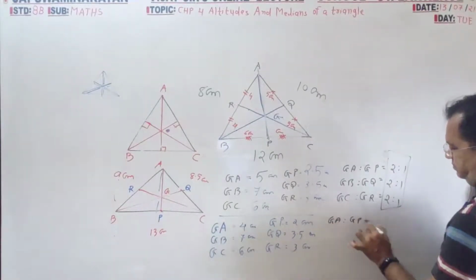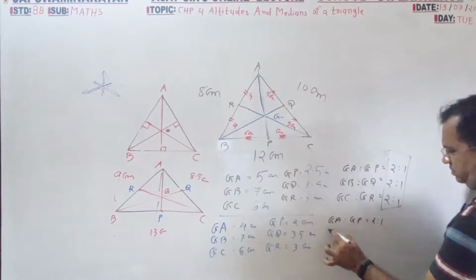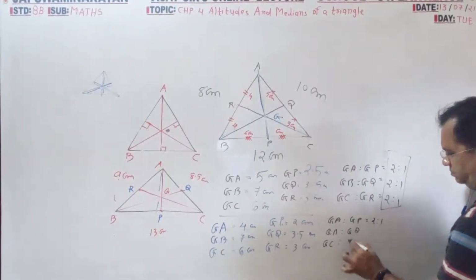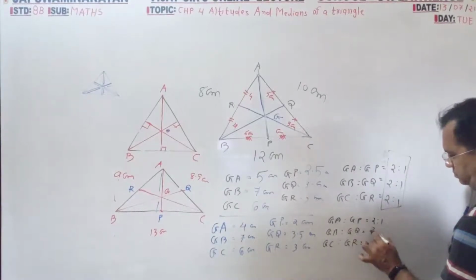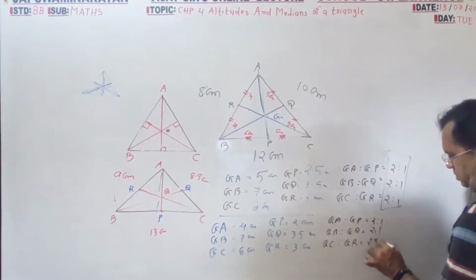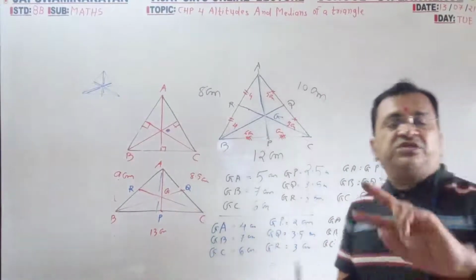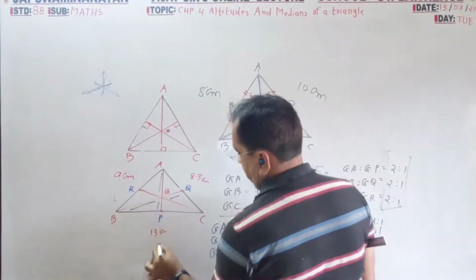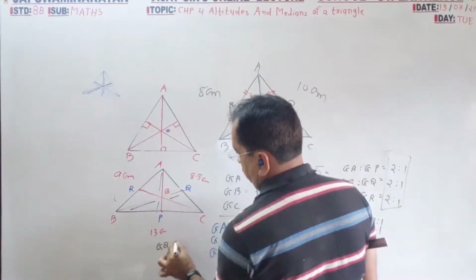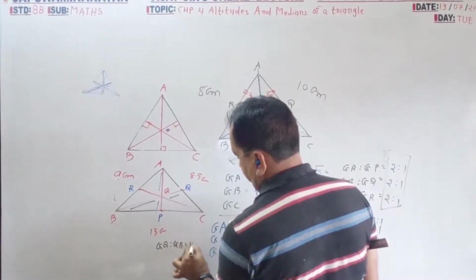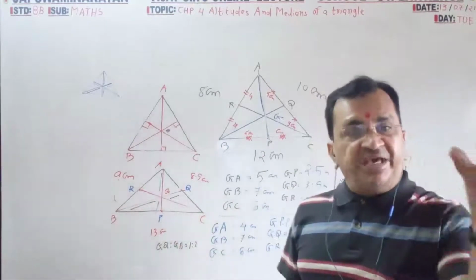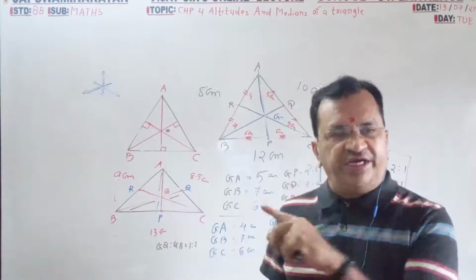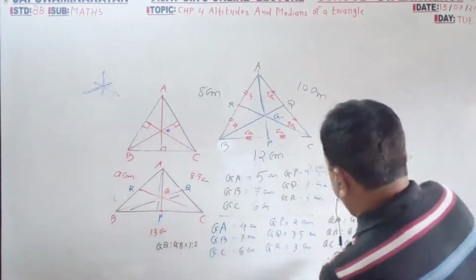And at the end you have to write GA:GP 2:1, GB:GC. Suppose they will ask ulta. Small and big, GQ, GB, so 1:2. Big and small, 2:1. Small and big, 1:2. So all this I will write.